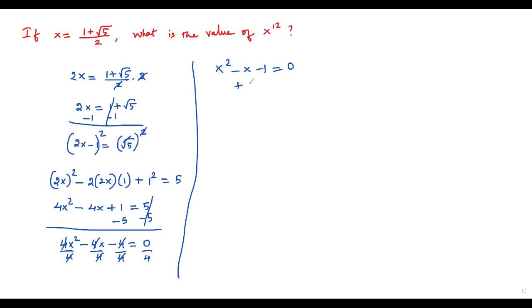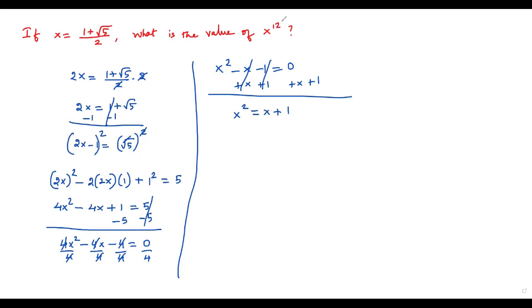0. Now let me add x to both sides and also 1 to both sides of the equation. Let me do it. Then this negative x and positive x will cancel out, negative 1 and positive 1 will cancel out. I'm getting x² equals x + 1.